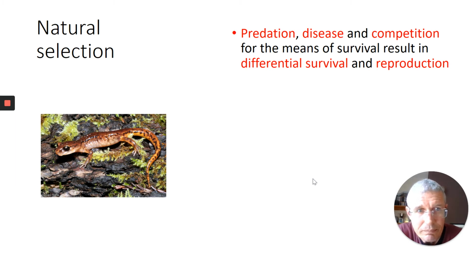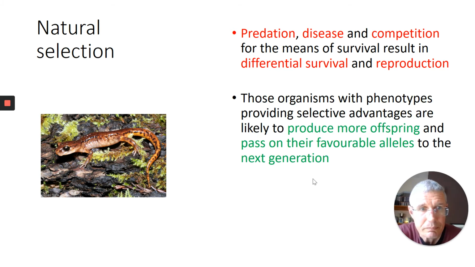Some will survive, and those that survive, presumably they will go on to reproduce. And so those organisms with the advantage survive, they reproduce, they'll produce more offspring, and they will pass on those alleles that made them favorable. So if there's an allele that made it less likely to be eaten, that will get passed on to the next generation. If you don't survive, you don't reproduce, and you don't pass on your alleles for whatever it is you are currently looking like.